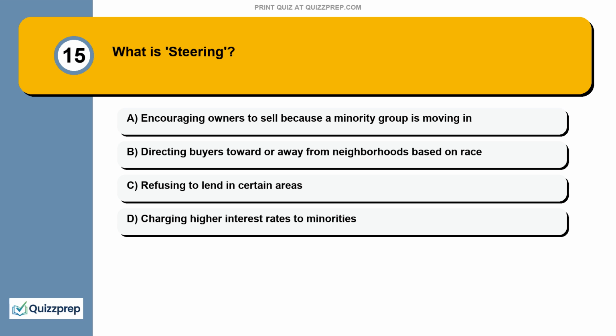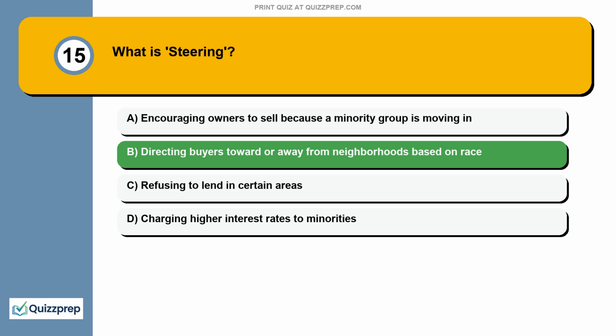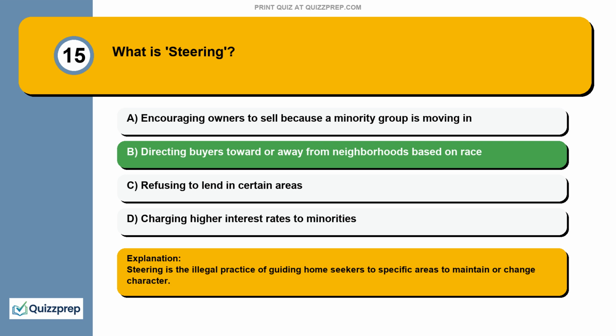Question 15. What is steering? Encouraging owners to sell because a minority group is moving in, directing buyers toward or away from neighborhoods based on race, refusing to lend in certain areas, charging higher interest rates to minorities. Steering is the illegal practice of guiding home seekers to specific areas to maintain or change character.